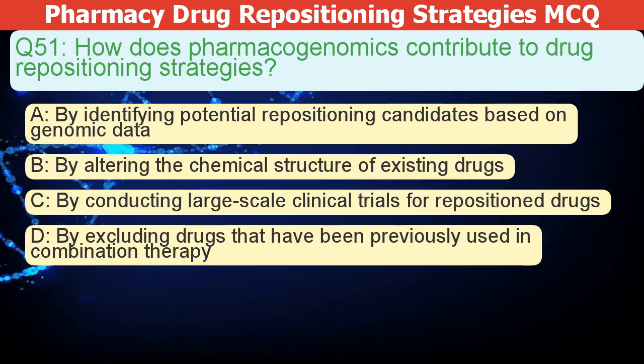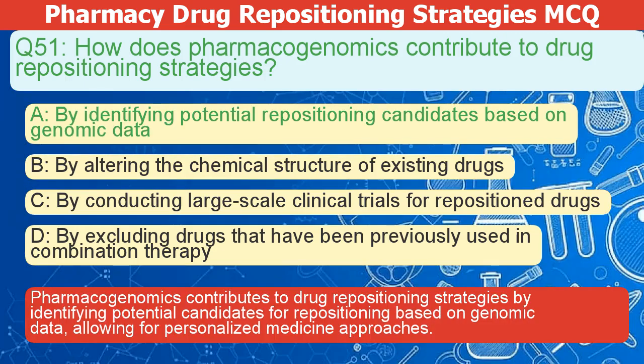How does pharmacogenomics contribute to drug repositioning strategies? A. By identifying potential repositioning candidates based on genomic data. B. By altering the chemical structure of existing drugs. C. By conducting large-scale clinical trials for repositioned drugs. D. By excluding drugs previously used in combination therapy. The correct answer is A. Pharmacogenomics helps find new uses for existing drugs. It uses genomic data to identify potential candidates, allowing for personalized medicine.